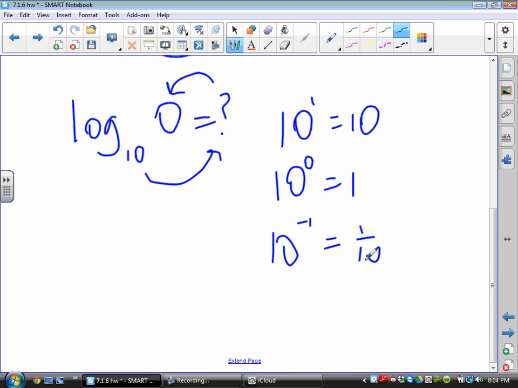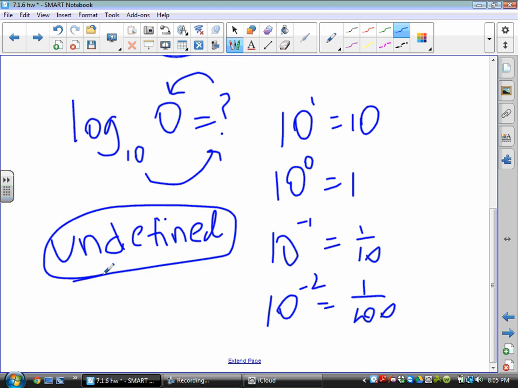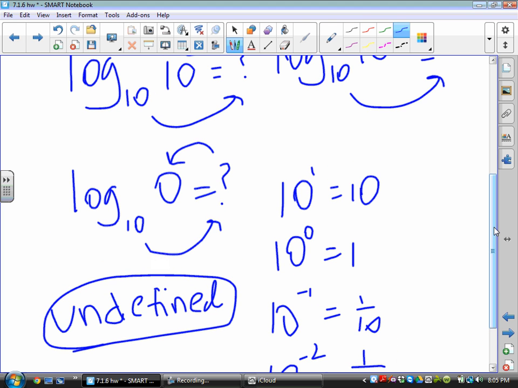So 10 to the something power to get me 0. If I just keep going, these numbers are going to get smaller and smaller, but I'm never going to get to 0. So part C is actually going to be undefined. There's no way to get that value. If you plug it in your calculator, it does say without the calculator, but you get an error.